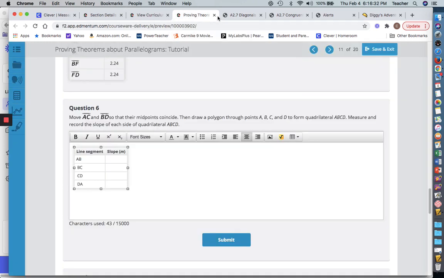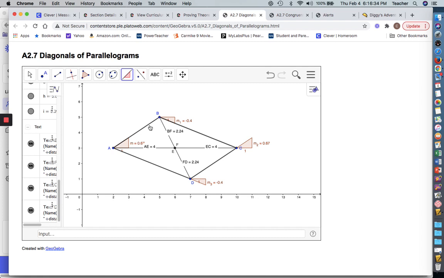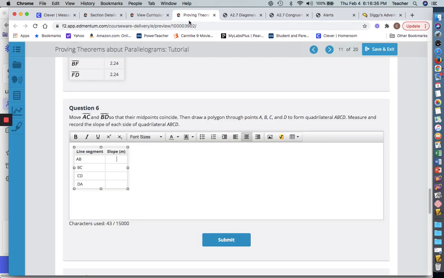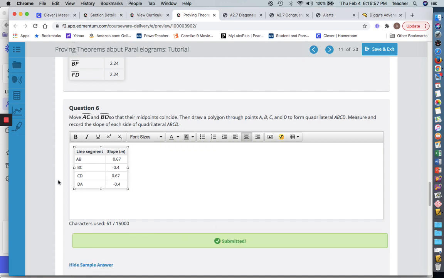So let's put that in. AB was 0.67. So was CD, because that was the opposite side. BC was negative 0.4, and so was DA, because opposite sides are parallel. So do I have to do anything else? Nope, that's it. Hit submit.